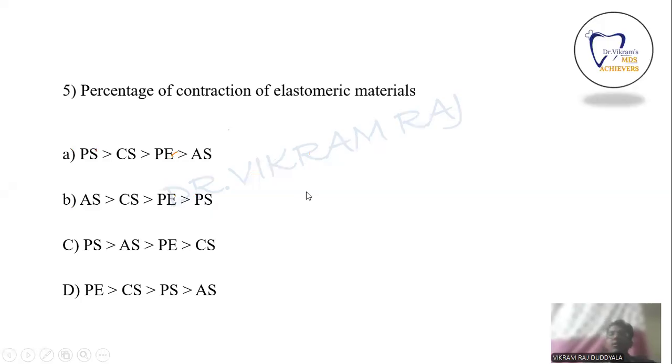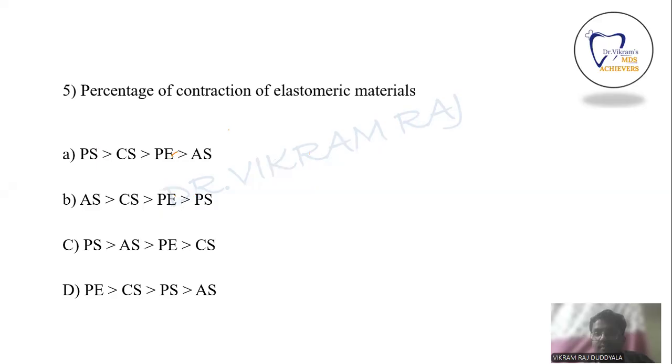So always try to work at a much faster rate and be much more precise. I say, suppose you think you can answer it, then only proceed. Otherwise leave the question. Okay, percentage of contraction of the elastomeric materials.